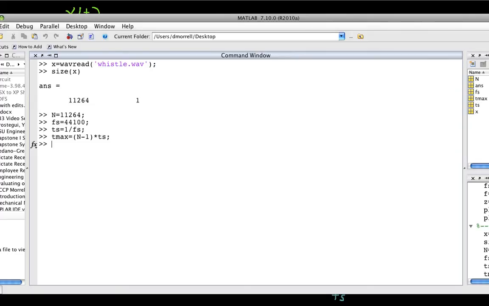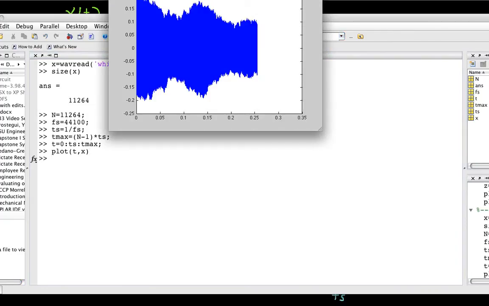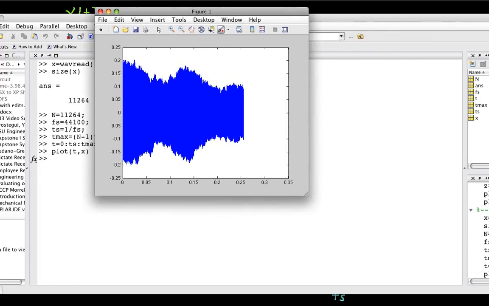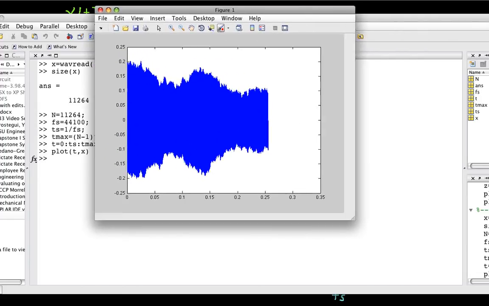So let's see if I actually do. I first define a vector t that starts at 0, increments by T_s, and goes to T_max. And now I should be able to plot t comma x. And there it is. This is a plot of the whistle.